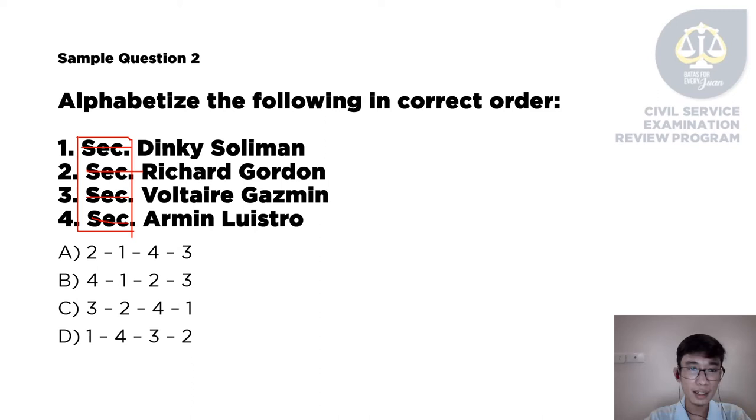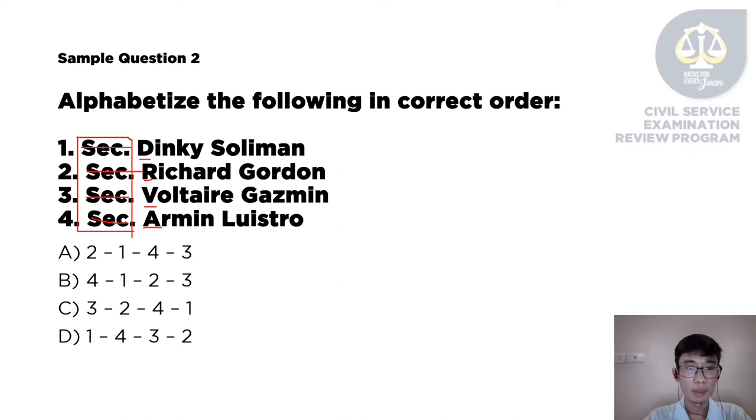Okay, so now we go on to the next word, which has different letters. So again, we do the same thing, we look at the first letter of each word. D-R-A-V-A. So number 4 is your number 1.